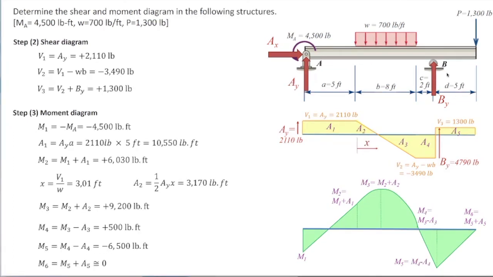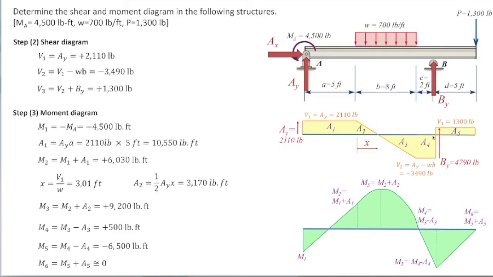For instance, in this problem, if the goal is determining the maximum moment, either positive or negative, there is no need to make the entire moment diagram. We know that the maximum moment would happen at the intersection of the shear diagram and horizontal axis, so the maximum moment would be either here or here. In order to calculate the maximum positive moment, we just need to calculate area 1 and area 2.